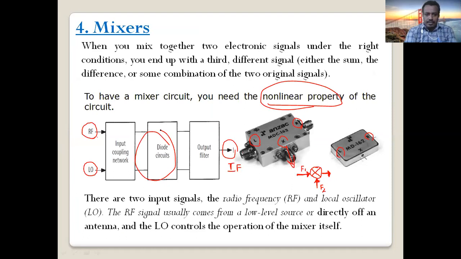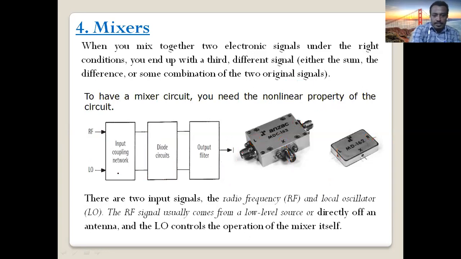So this diode circuit translates the frequency into a different one. The output is completely different here, a different frequency. But if it is a linear system, the frequency will not be changed. Here, inside these mixers, we have a diode circuit, which is used to change the frequency of the 2 inputs.